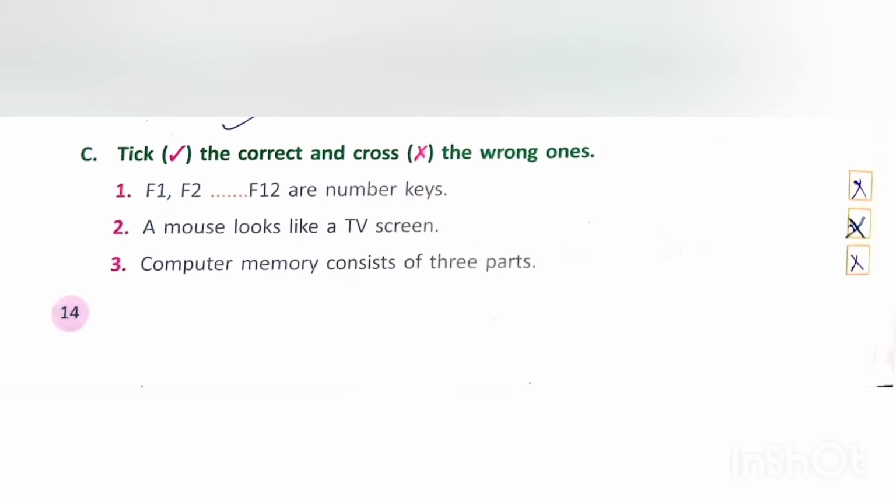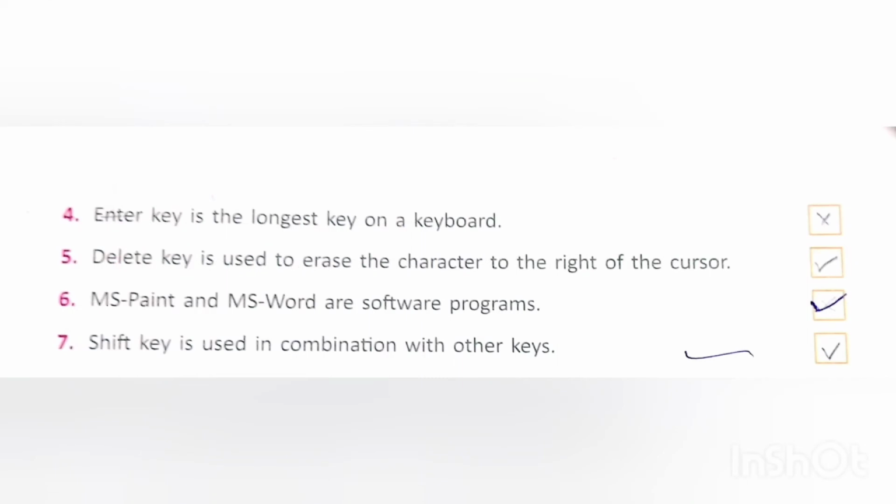Computer memory consists of 3 parts. No, computer memory consists of 2 parts, that is ROM and RAM. Random access memory, read-only memory. So number 3 is also incorrect. Now moving to page number 15, on which our exercise C is continued. Number 4, enter key is the longest key on the keyboard. No, we have discussed in our cleaning line that space bar key is the longest key on the keyboard. So number 4 is also incorrect.